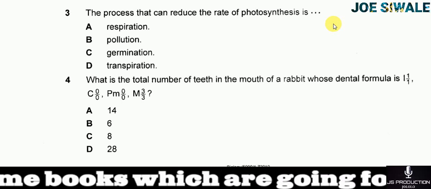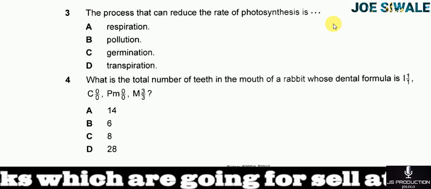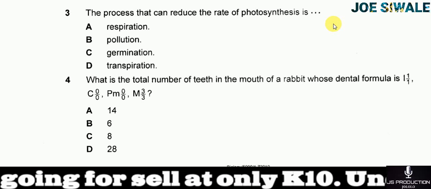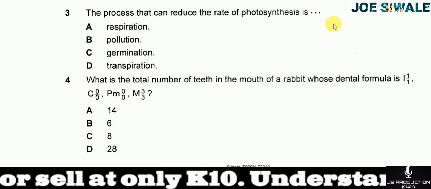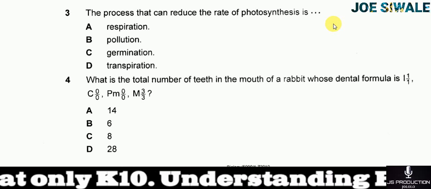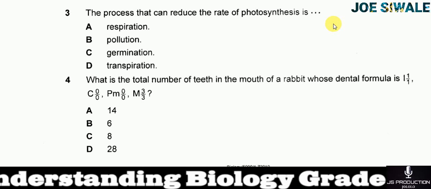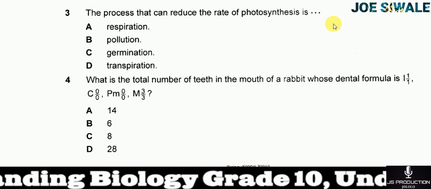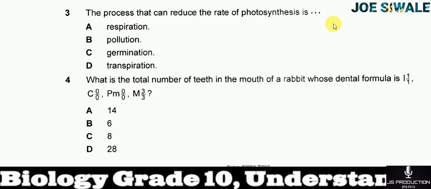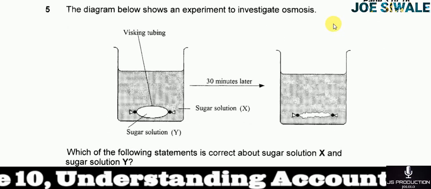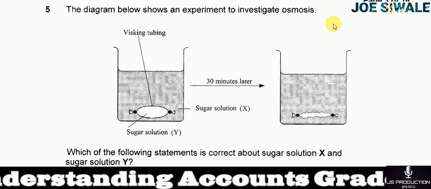So let us look at these multiple choices. A has 14, B has 6, C has 8, and D has 28. And in these multiple choices, I don't have 16. So this means there was a mistake in this question. I think it was given as a free mark. We proceed to question 5.